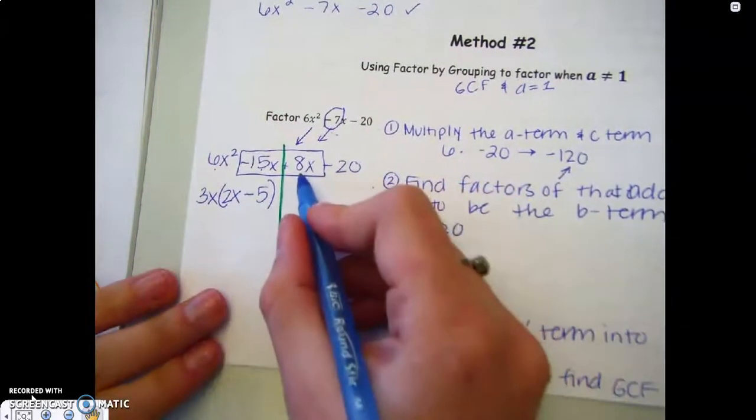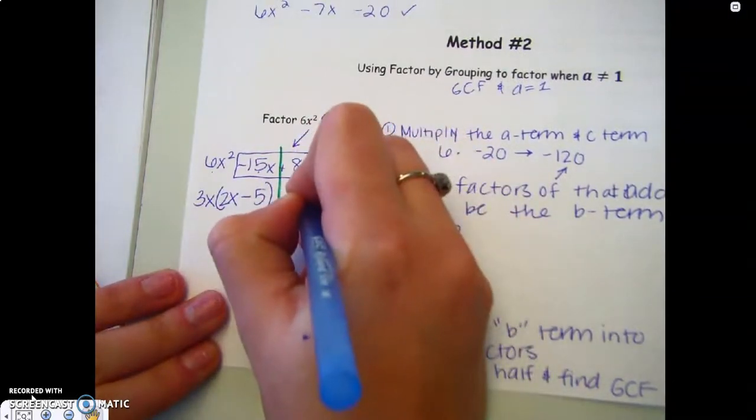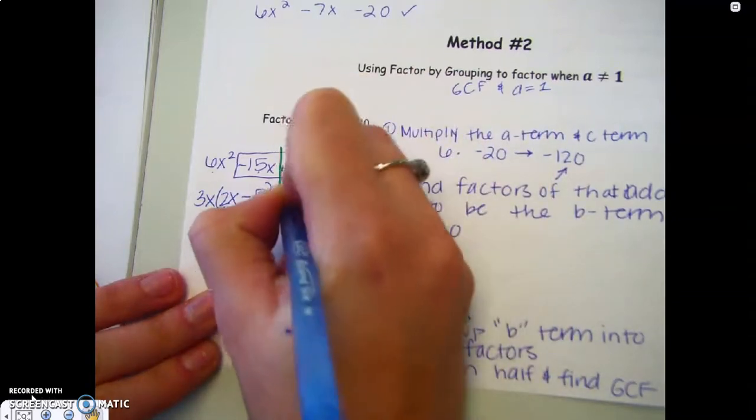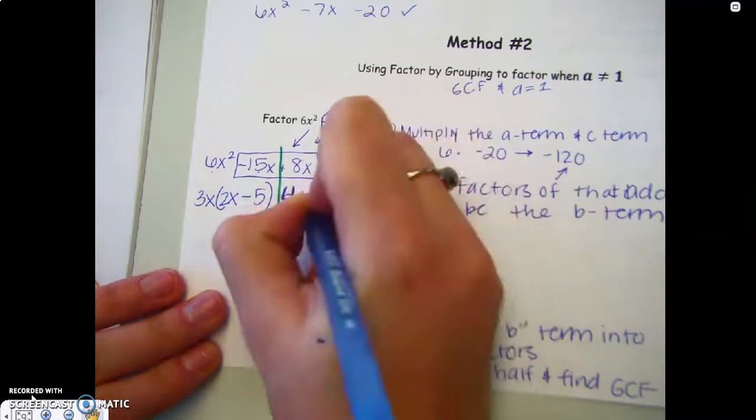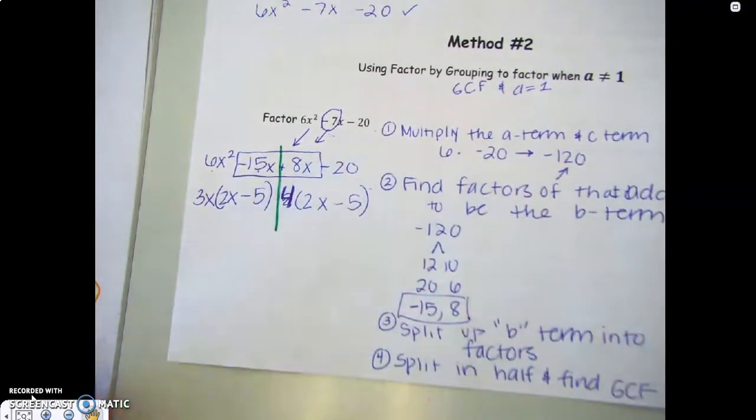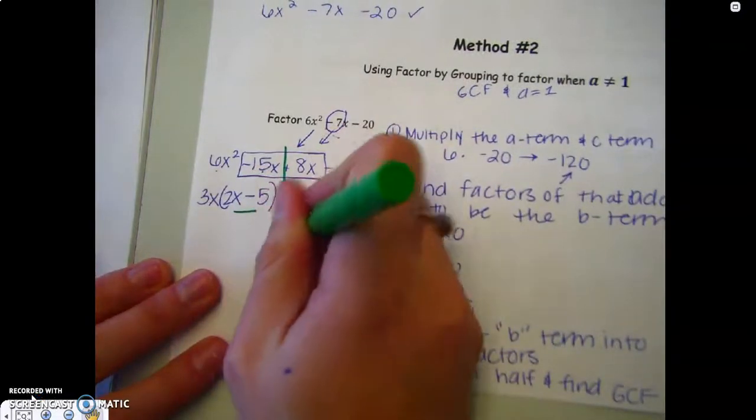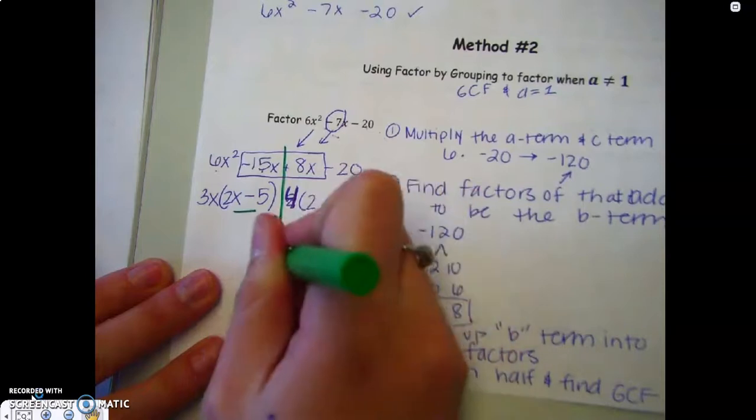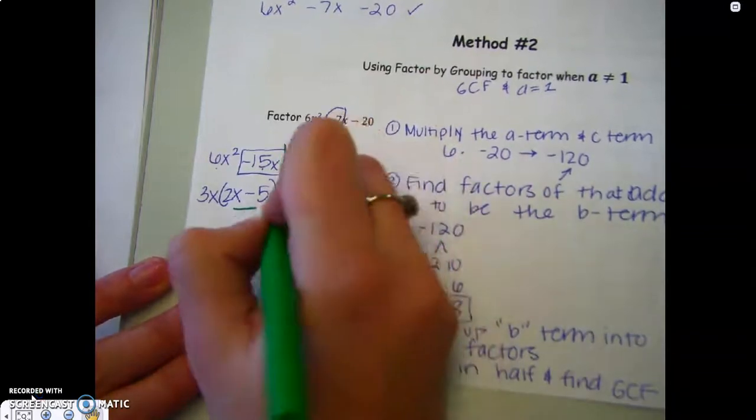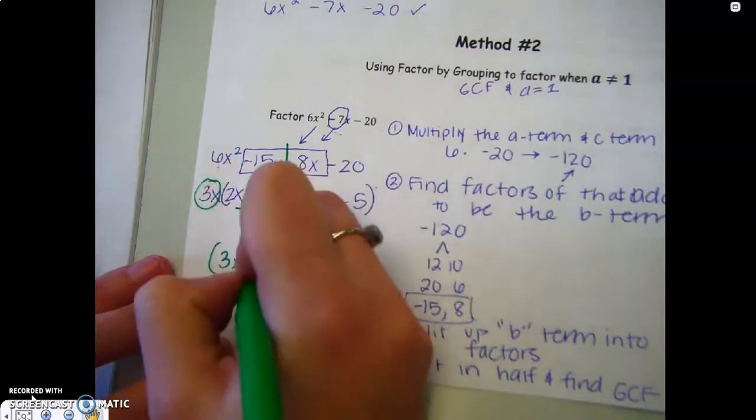Then I'll do the same thing with my other side. With 8 and 20, I can take out a 2. Actually, I can take out a 4. That's the greatest factor that they have in common. Take out the 4, and I'm left with 2x minus 5. Now you notice these terms are the same. Those should always be the same. This is going to make up one of your factors. So one of the factors for this problem is 2x minus 5. The other factor is made up from taking the GCFs and putting them together. So my other factor is 3x plus 4.